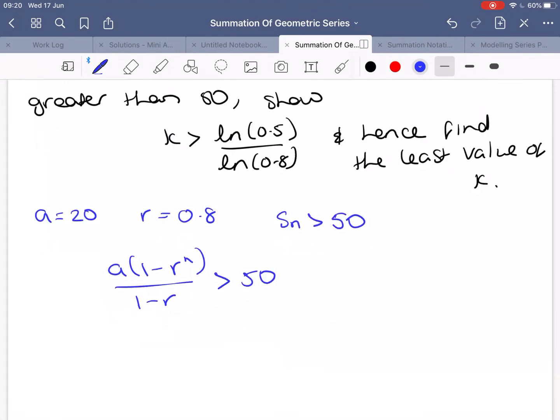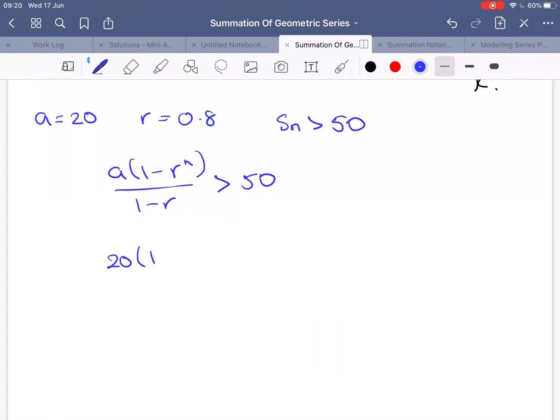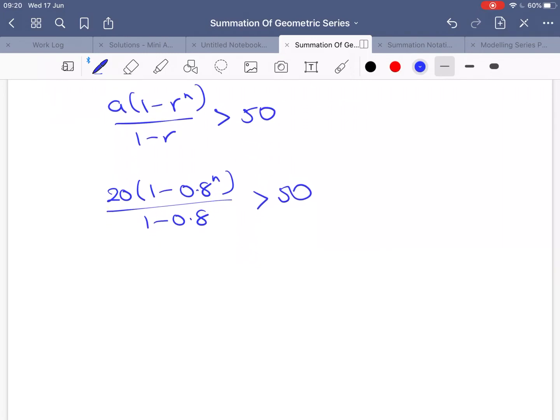Right, going back. So I've got 20 times 1 minus 0.8 to the power of n over 1 minus 0.8 is greater than 50. Again, personally, I like to put this together, so I go 20 divided by 0.2, because that's what you've got in your denominator. 20 divided by 0.2 is 100. So that becomes 100. Then you divide by 100 both sides, and you'd have 1 minus 0.8 to the power n is greater than a half, because 50 divided by 100 is a half. And actually I'm going to change it into decimals.